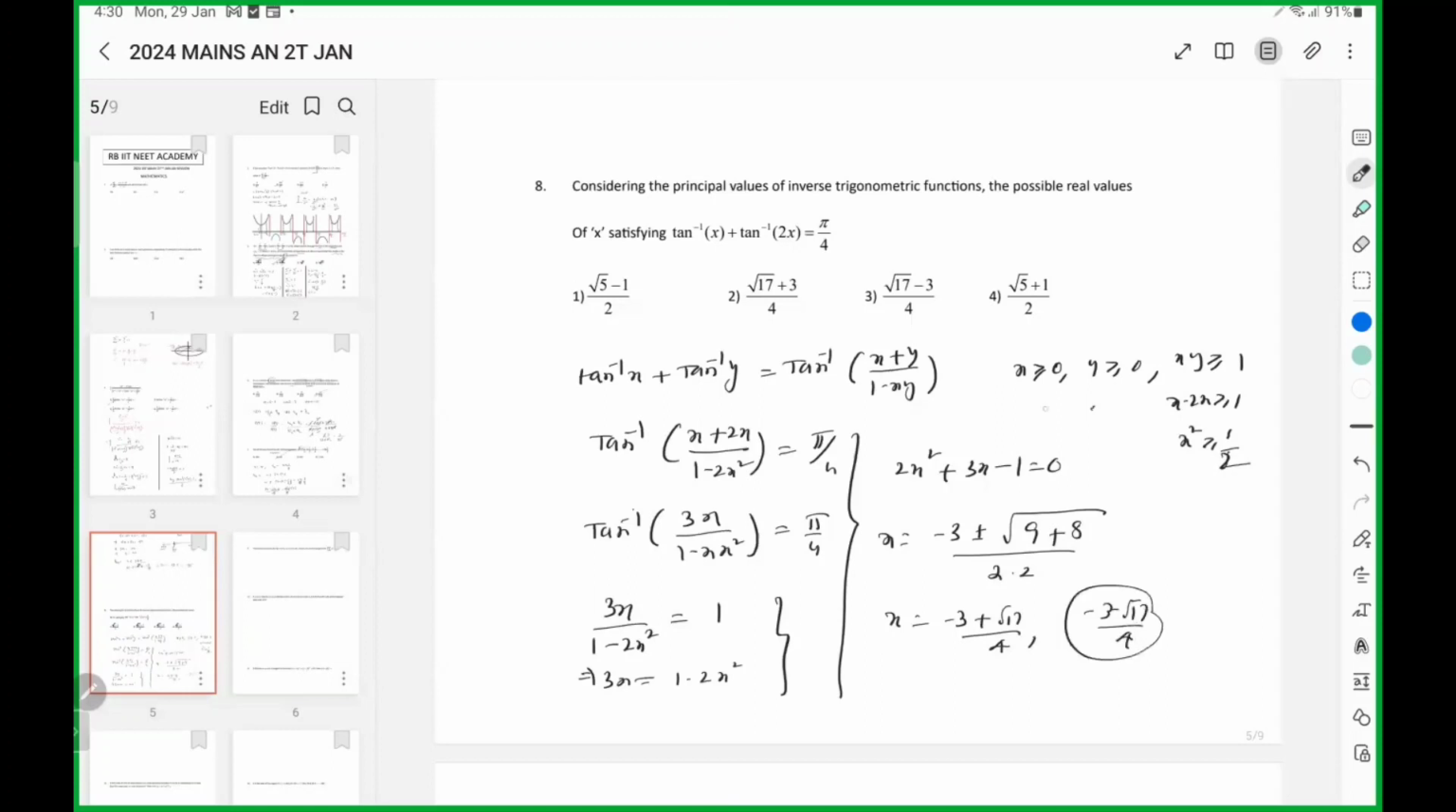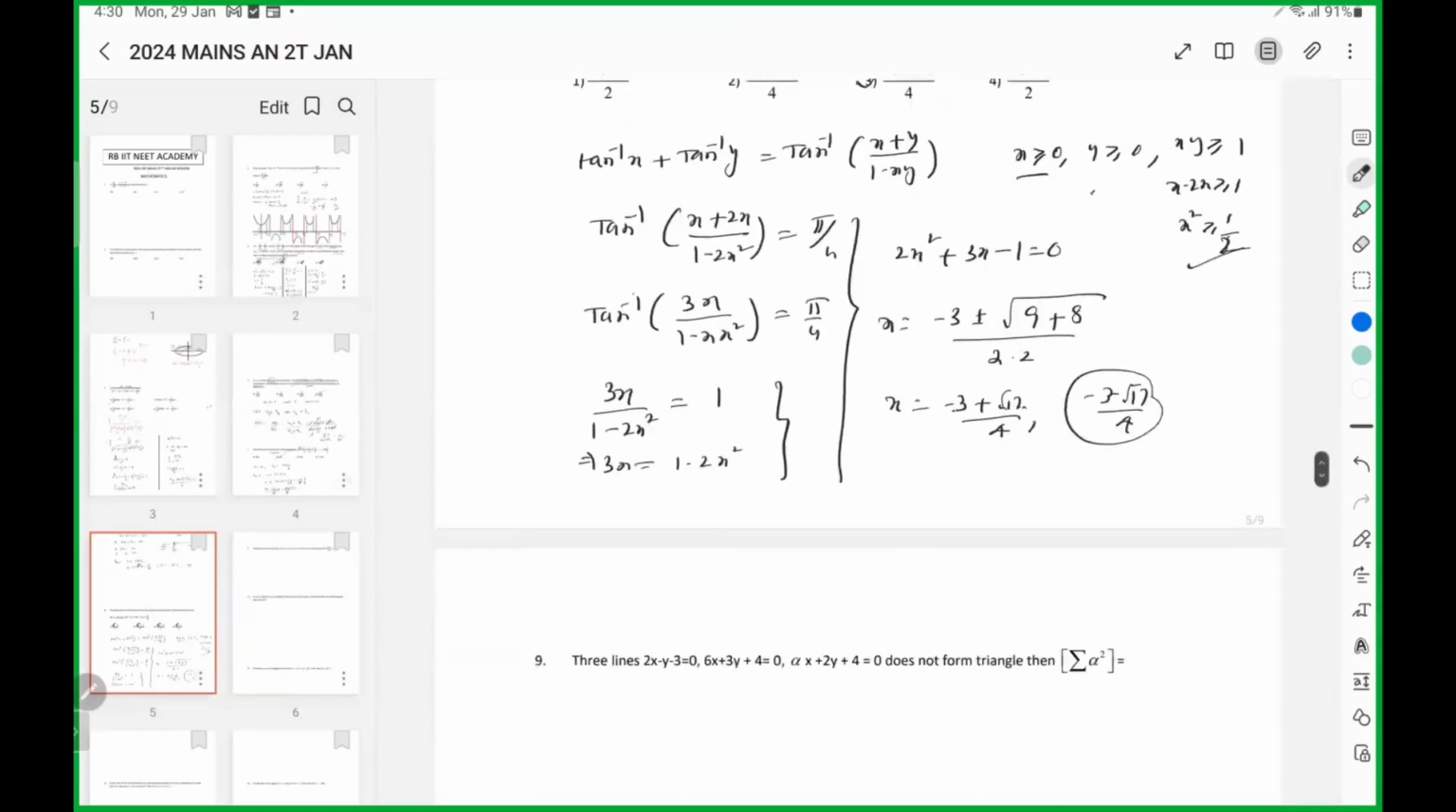It is ruled out because x is positive, and it is obviously root 17. You take root 17 minus 3, by 4. So this will be satisfying this condition. So this is possible answer.